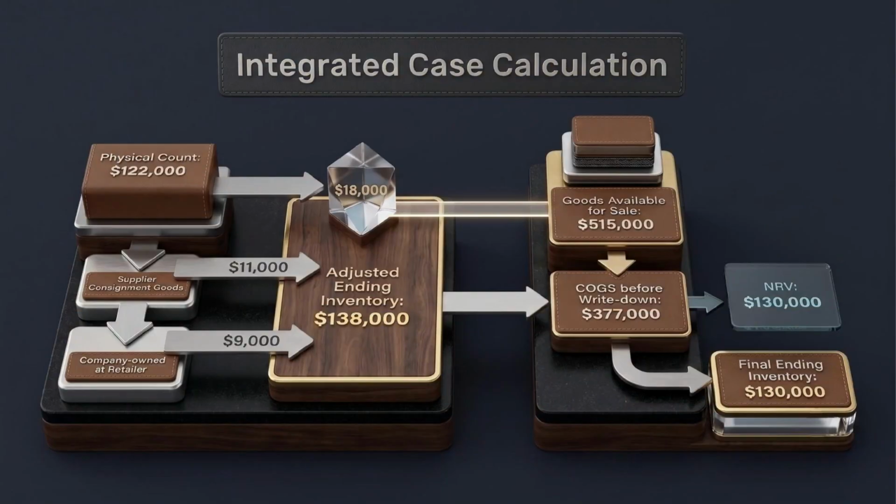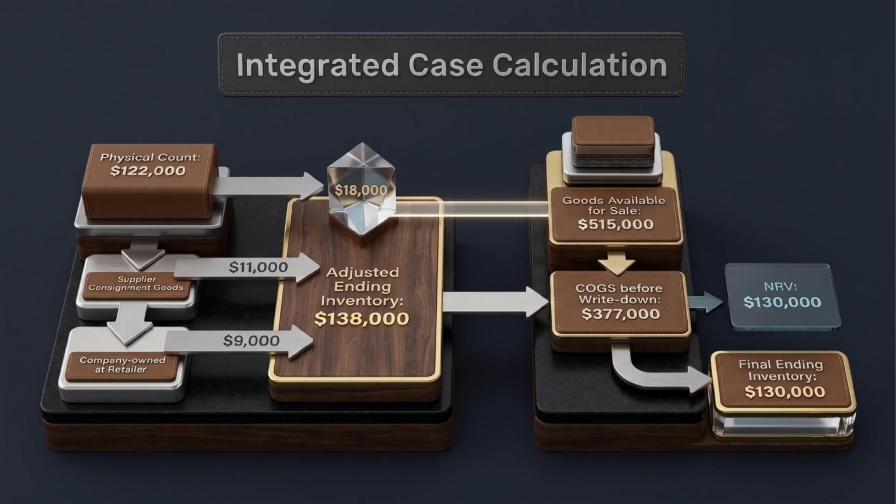Start with the physical count of $122,000. Add the inbound FOB shipping point goods of $18,000 because Crescent controls them before year end. Remove supplier consignment goods of $11,000 because Crescent does not own them. Add company owned consignment goods at the retailer of $9,000 because Crescent still owns them. Adjusted inventory before valuation is $138,000. Now compute goods available.